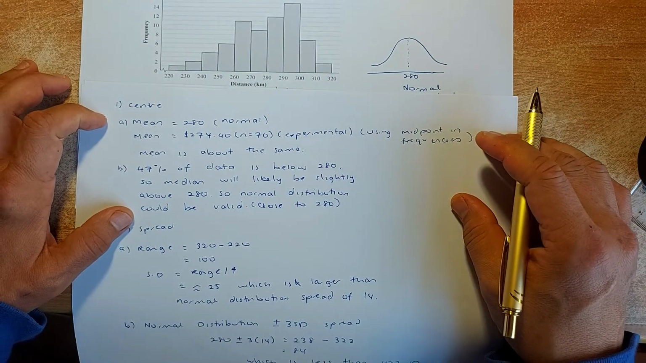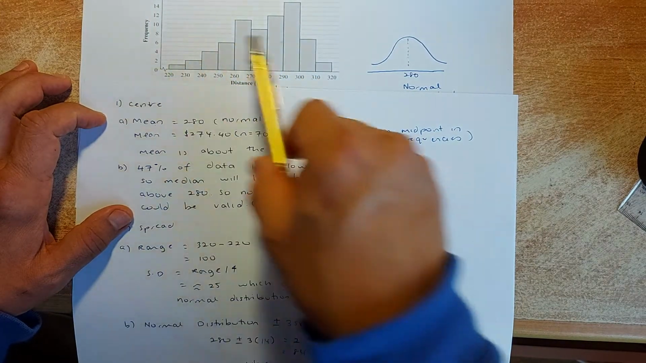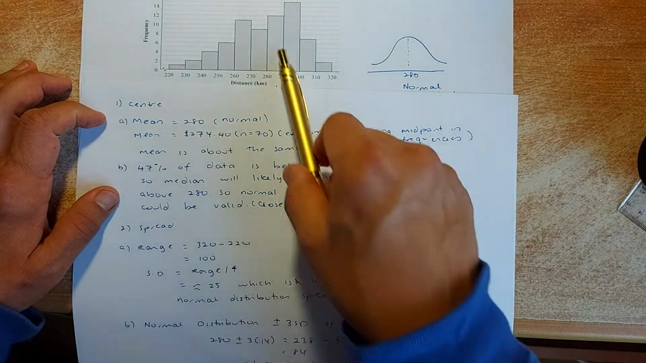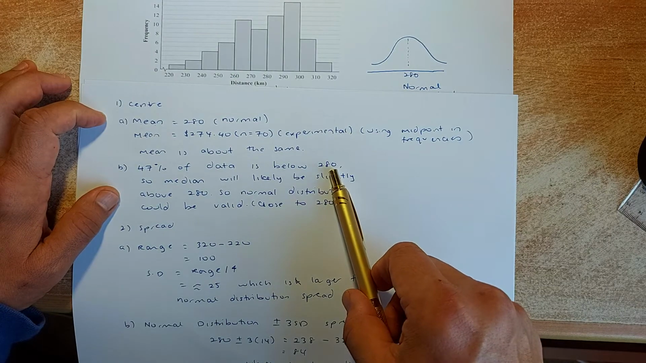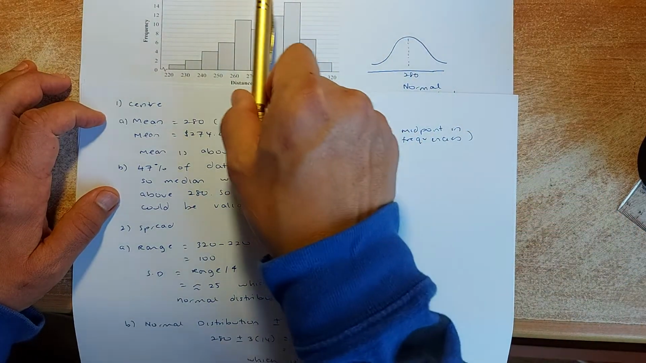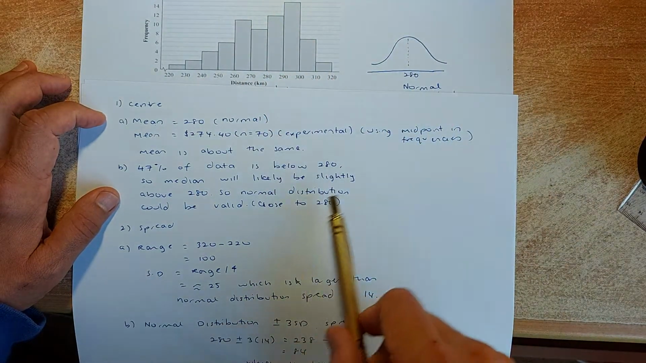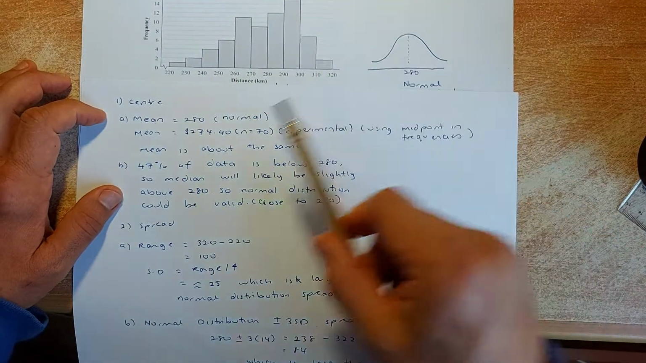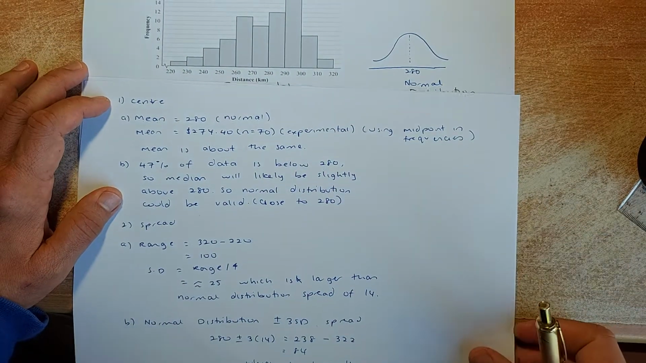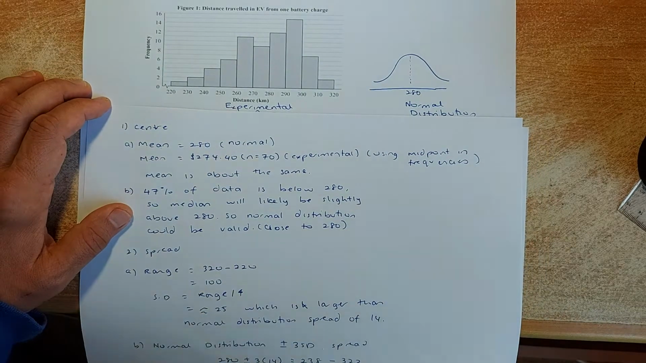So next one, if you calculate anything that's less than 280, you calculate the frequency. You found out that 47% of them is less than 280. So 53% is more than 280. So the median is close to 50%. So it's slightly more than 280. So normal distribution could be valid. So comparing the center, that should be fine. Okay. So the next one is the spread.